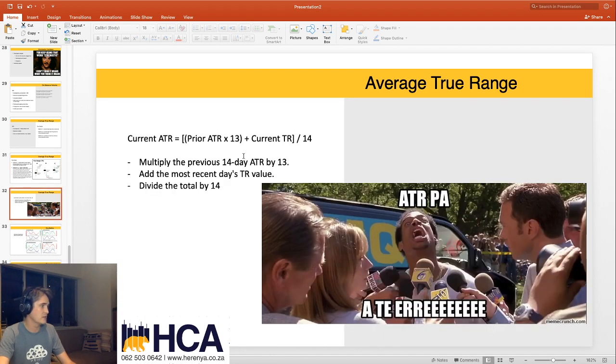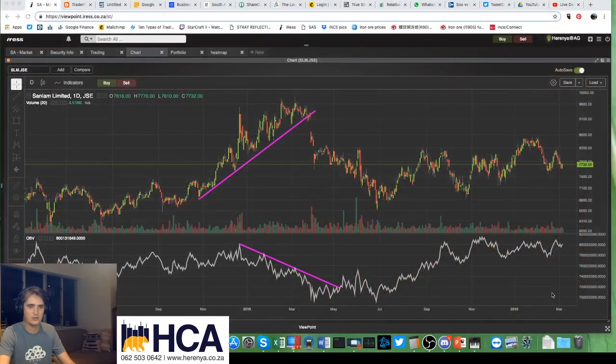So the actual calculation is prior, then, okay, again, this works like all the stuff. That is your first point. Then you look at prior ATR times 13 plus current true range divided by 14, and that gives you this nice little smoothing effect. And then it gives you an ATR, average true range.